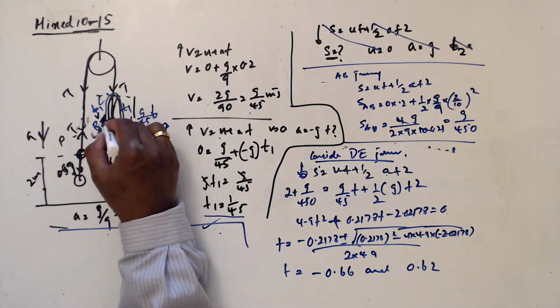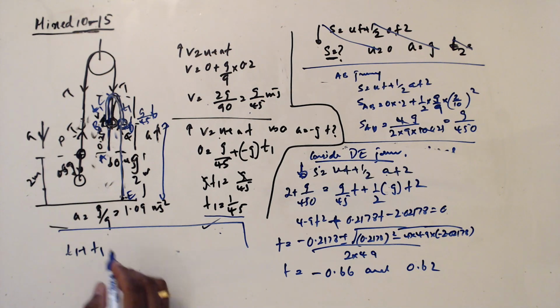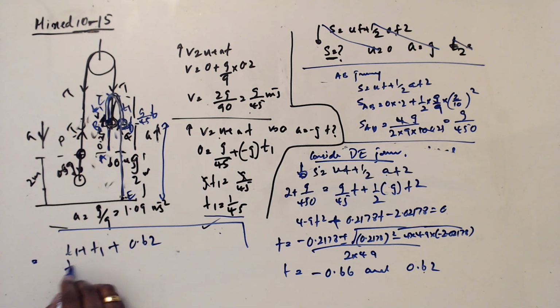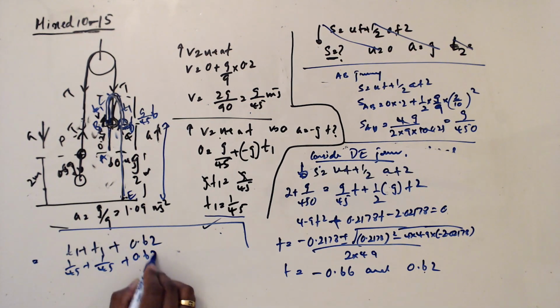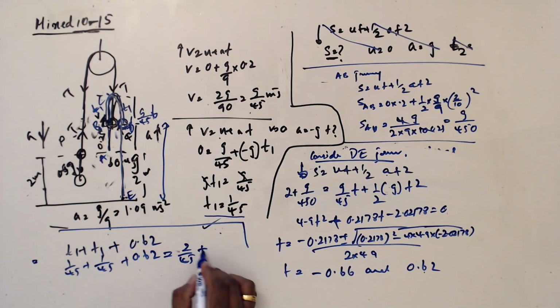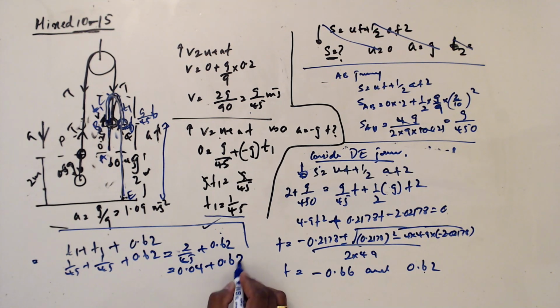Then we need the total time. Total time is from here to here. So T1 plus T1 plus this 0.62. So T1 is 1 over 45, plus 1 over 45, plus 0.62. This is 2 over 45 plus 0.62. This is going to be 0.04 approximately plus 0.62. So total is going to be 0.66.